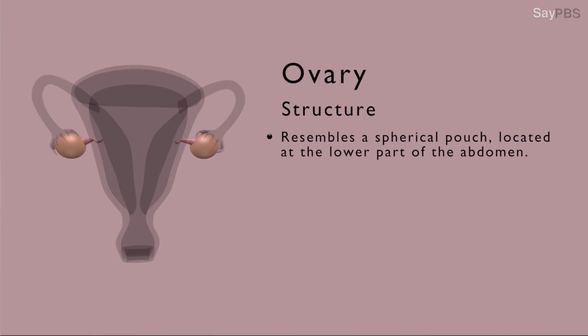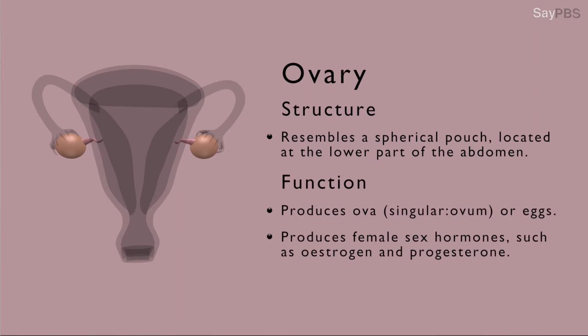Ovary resembles a spherical pouch located at the lower part of the abdomen. The function of the ovary is to produce ova or eggs and produces female sex hormones such as estrogen and progesterone.